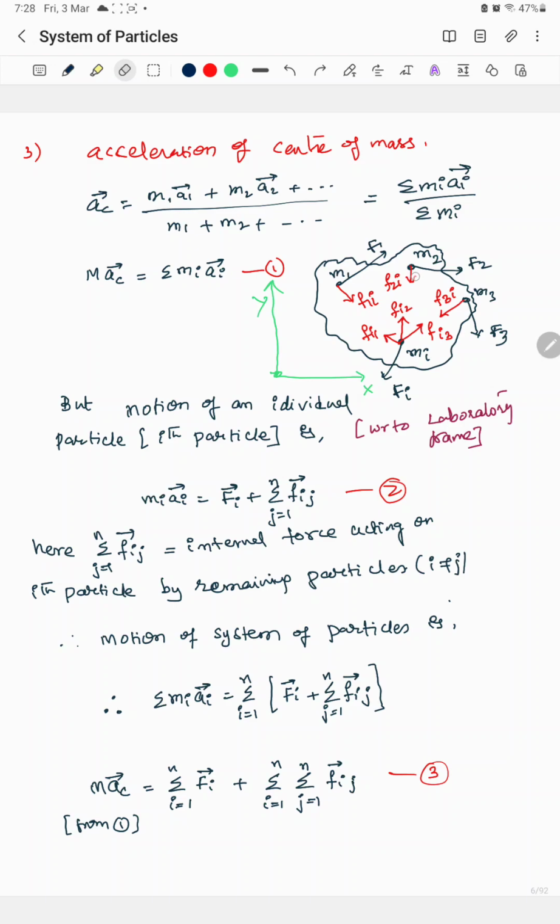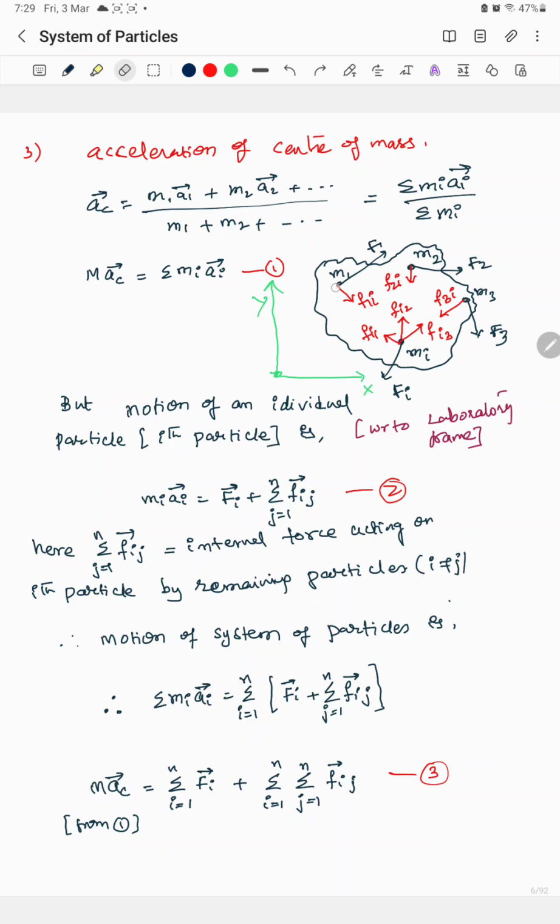Similarly, the second particle applies force on the ith particle, and the ith particle applies force on the second particle. Next, the third particle applies force on the ith particle, and the ith particle applies force on the third particle, right? I am identifying the forces acting on the ith particle by just taking 3 particles as an example, but if you take n number of particles, this one particle experiences that many forces.